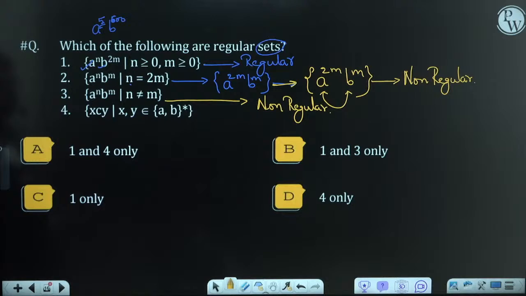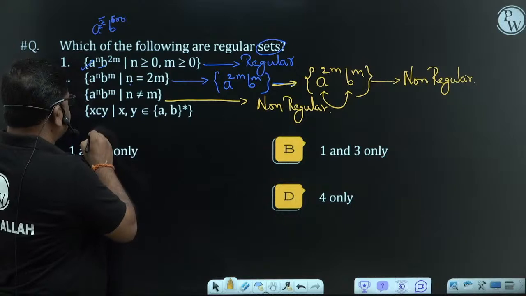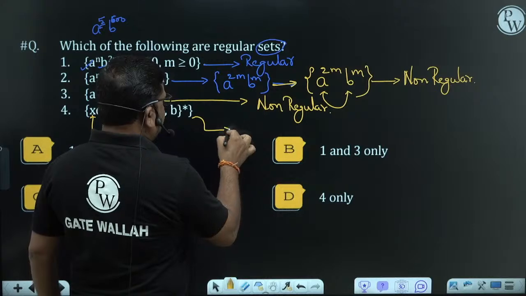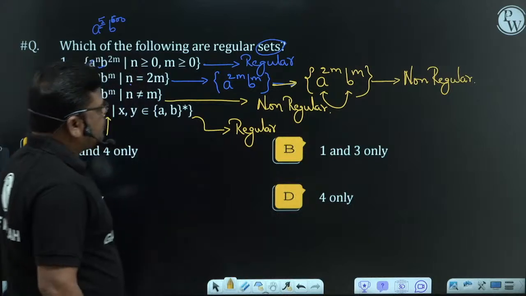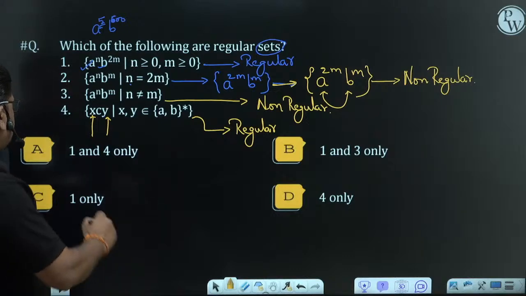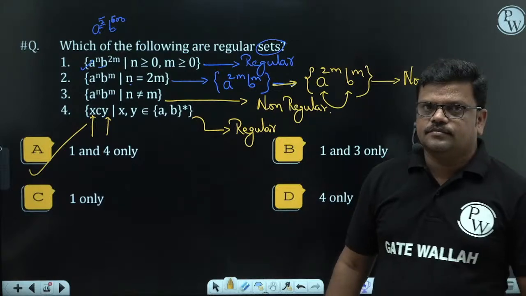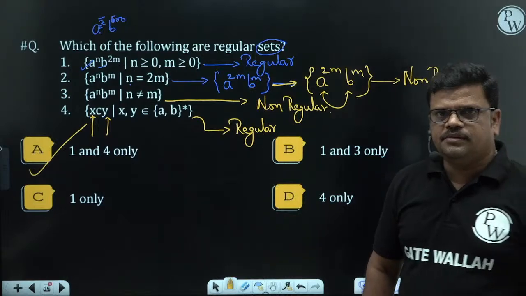What about the fourth one? XCY. X can be anything from the complete language, Y can be anything. There is no comparison between X and Y. So take X value anything, Y value anything. No comparison. This is clearly regular. So what is the question? Which of the following are regular? Out of all these four, first one and fourth one are regular. 1 and 4 only. This is also one of the questions asked in a previous GATE paper.